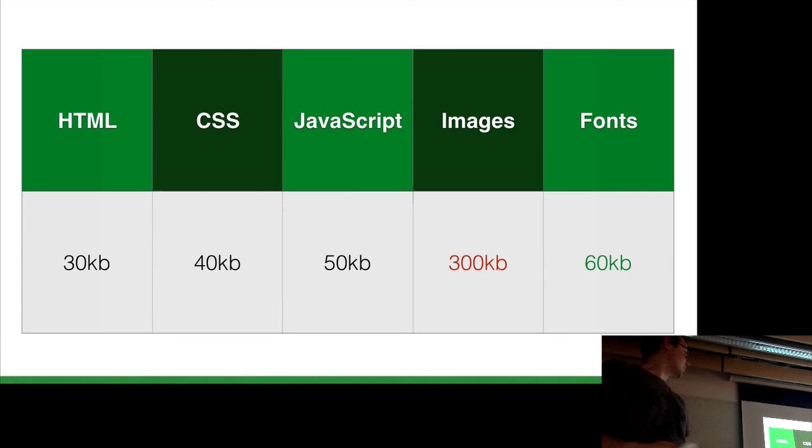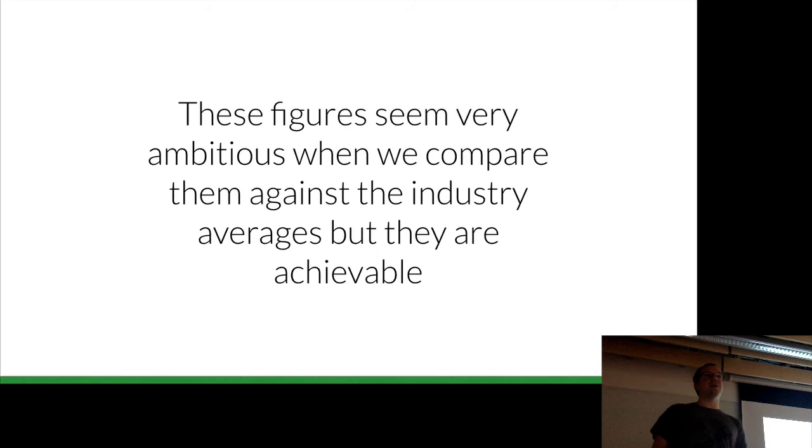So here I've sacrificed 60k of images for 60k of fonts. These figures seem quite ambitious if you compare them back to those industry averages we looked at earlier. But it's very achievable. We're achieving these at Beamly. This is for the perception of your site. After the user perceives the page as fast, you can spend ages downloading whatever you want in the background.